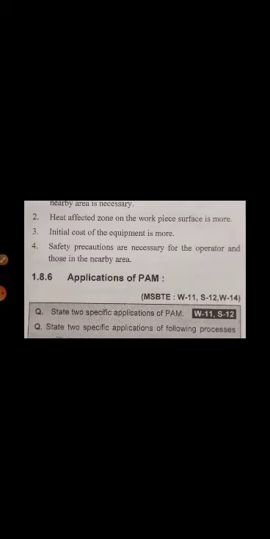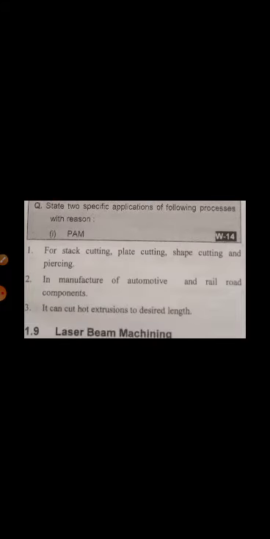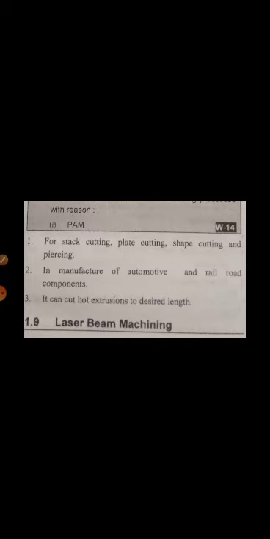Initial cost of the equipment is too high. Then safety precautions are necessary for the operator and those in the nearby area. Application of PAM: stack cutting, plate cutting, shape cutting, and piercing, in manufacturing of automotive and railroad components. Then it can cut hot extrusion to desired length.